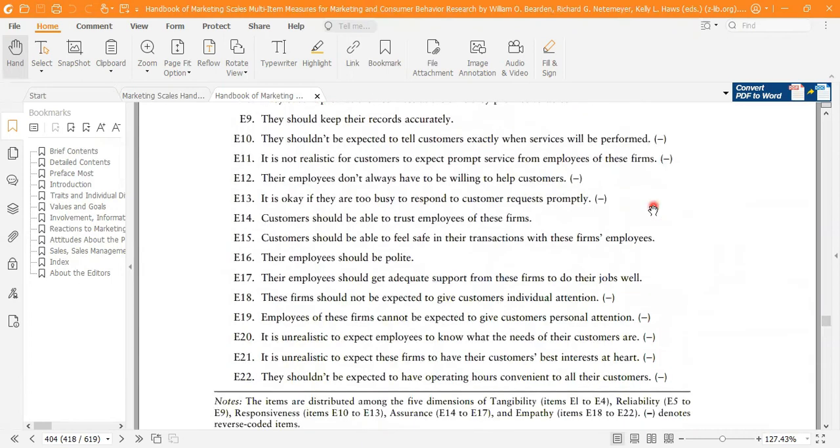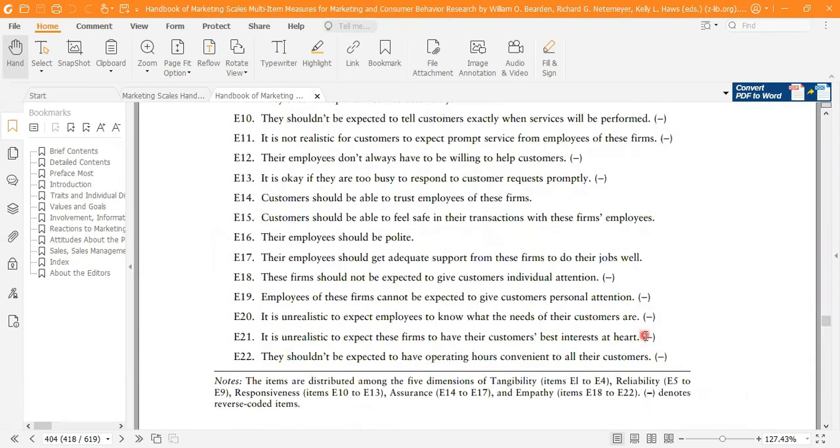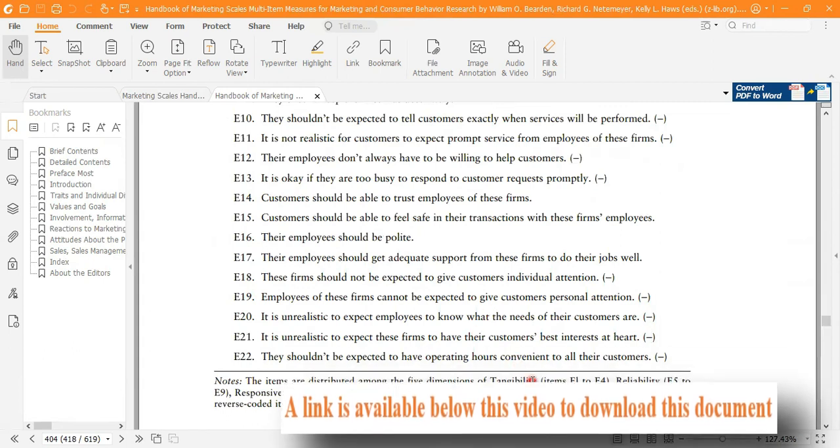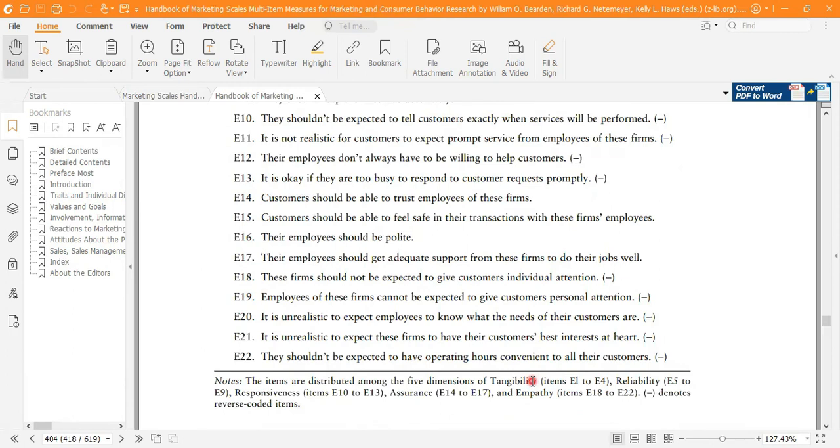22 items are there. Again, here you're looking at some hyphens. This shows the reverse coding. So most of the items in this one are reverse coded. So you know about reverse coding. Okay, so now how do we know which item belongs to which category? For the tangibility, E1 to E4, and then the reliability E5 to E9. Okay, and these are some of them. So now I introduced you to a very famous service call model.